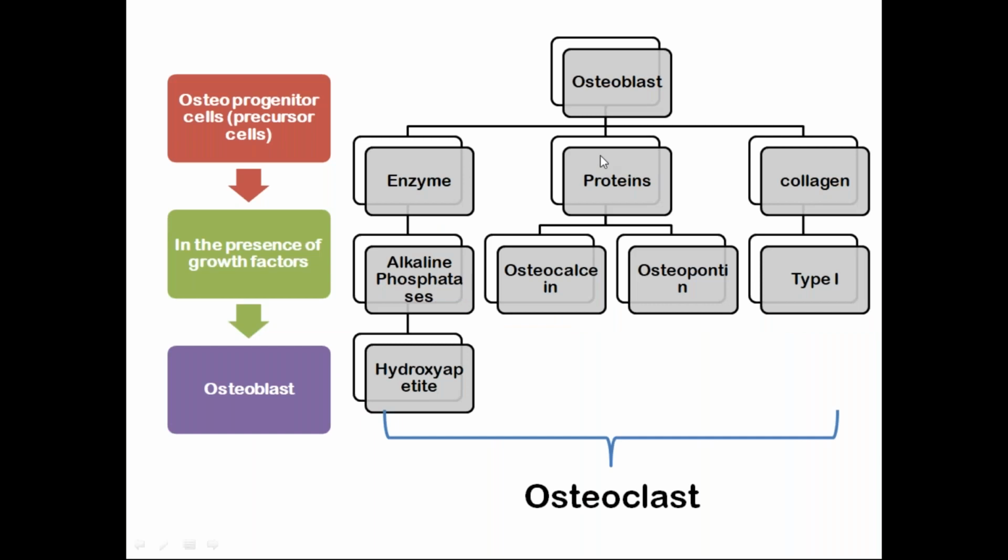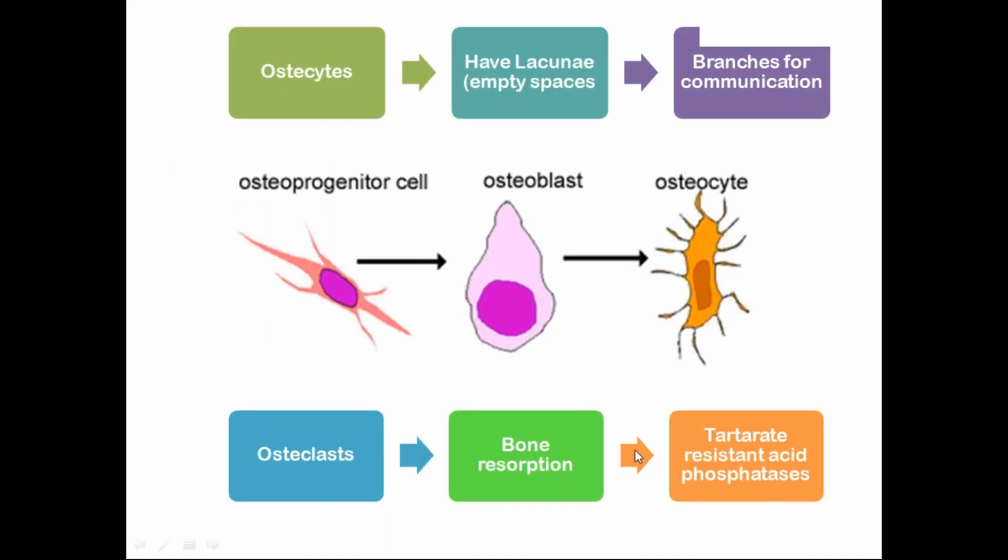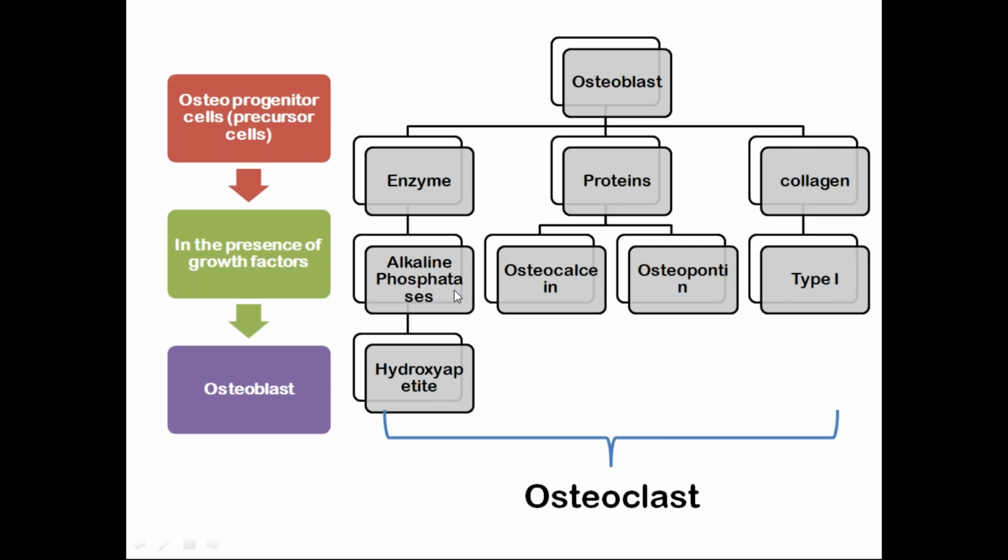Thank you. Yes. So your osteoblast will secrete three things: enzyme, proteins, and collagen. What is the enzyme it will secrete? The name of the enzyme which osteoblast will secrete is alkaline phosphatase. And what will this alkaline phosphatase do? It will make hydroxyapatite. First is enzyme. It will secrete alkaline phosphatase, and alkaline phosphatase will make hydroxyapatite.